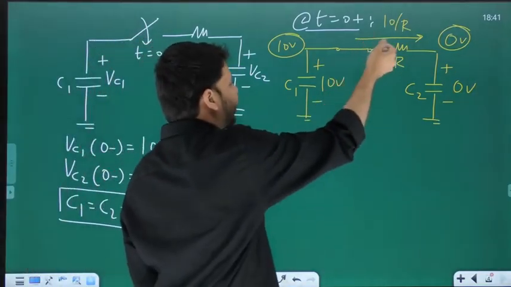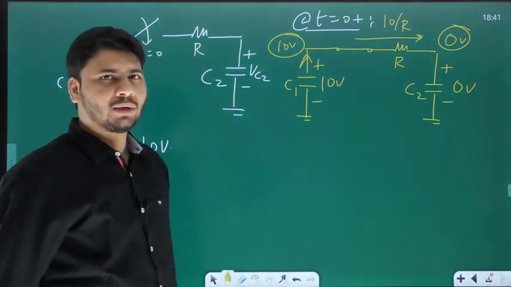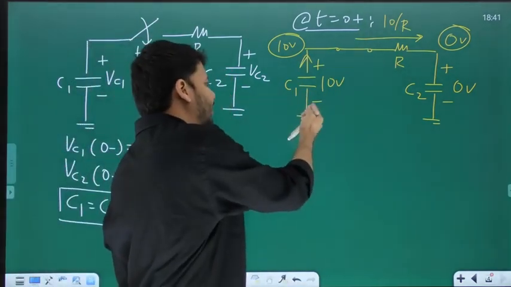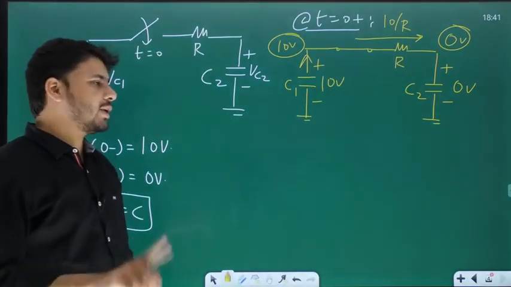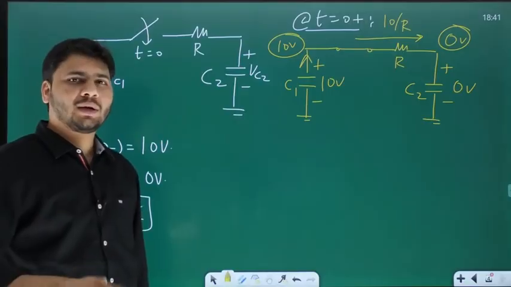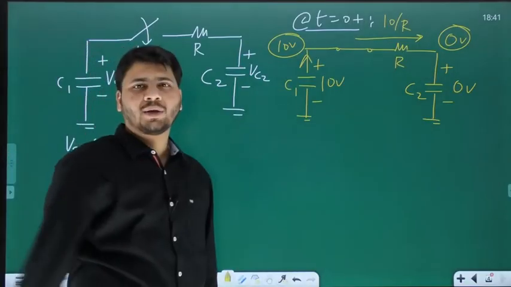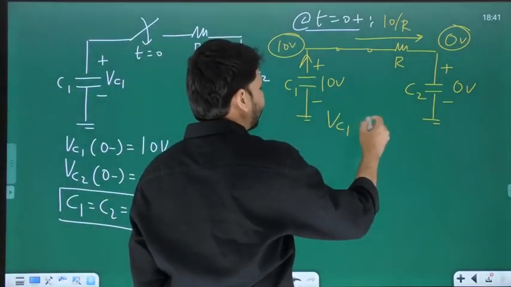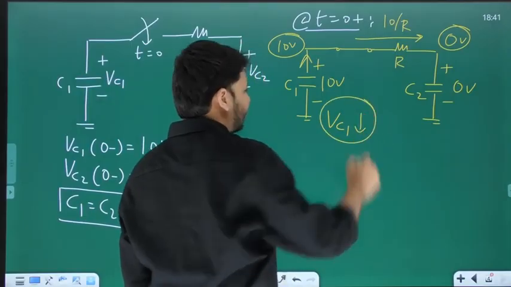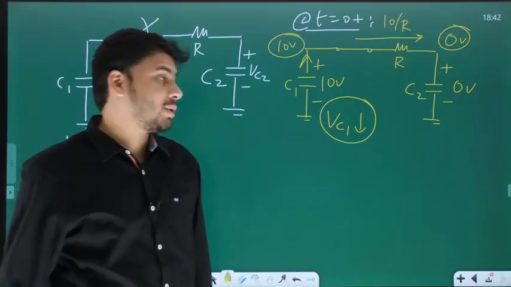Now look at this current 10 by R. Through C1, is it not flowing in the upward direction? And look at this upward direction. Is it not flowing from minus to plus? I told you, through any capacitor, if the current is flowing from minus to plus, it is as if the cap is getting discharged. In other words, the value of the voltage drop will decrease, okay? So what is happening to VC1? It is reducing with time because the current is flowing from minus to plus.